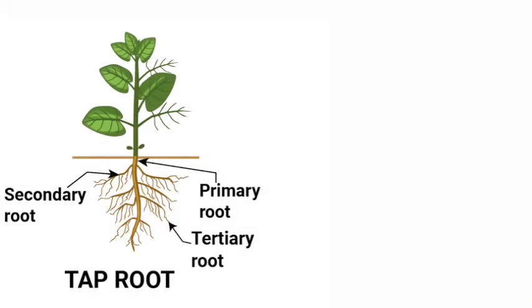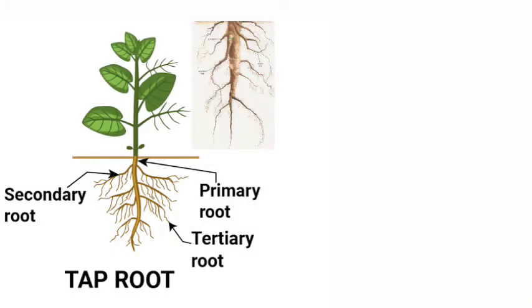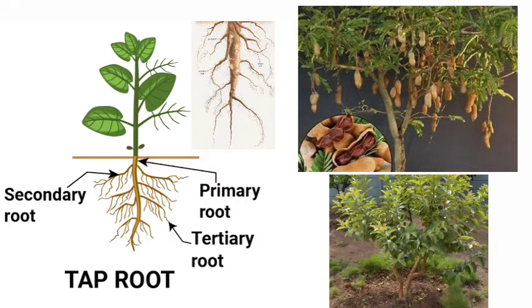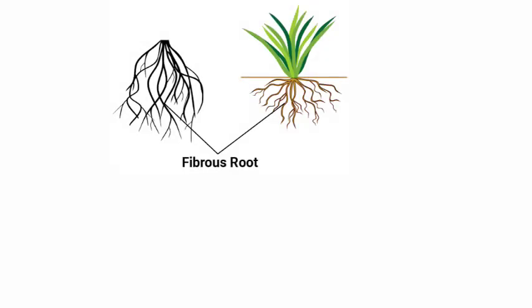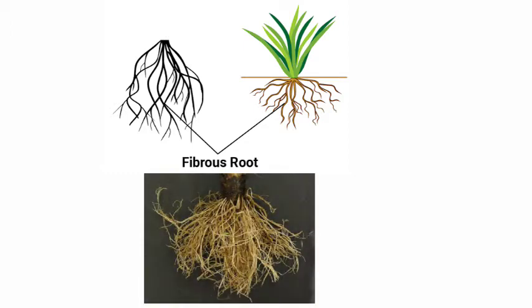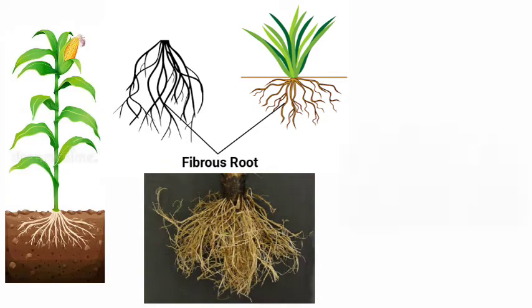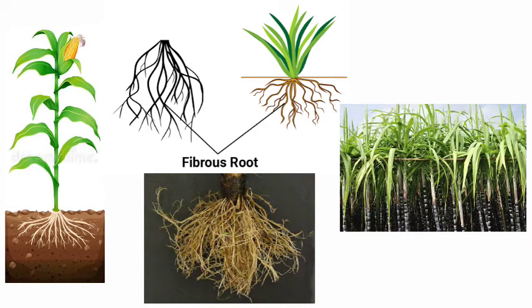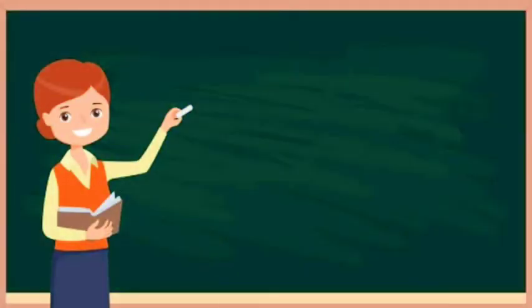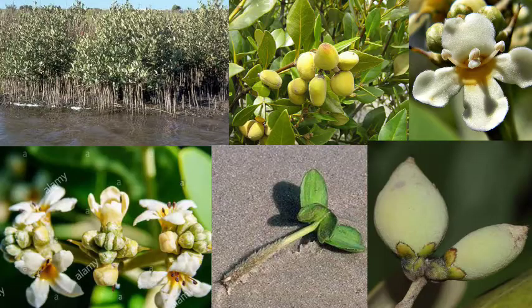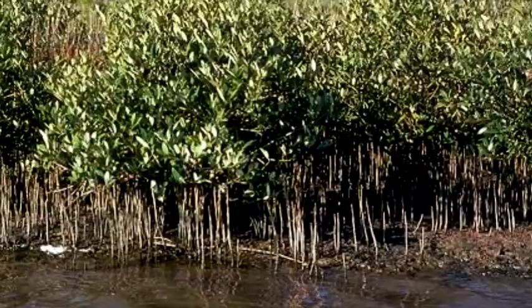Taproot, it looks like a long tap. Example, roots of tamarind and guava trees. Fibrous root, it looks like a bunch. For example, roots of corn and sugarcane plant. Children, do you know? Avicennia plants have roots above the ground.